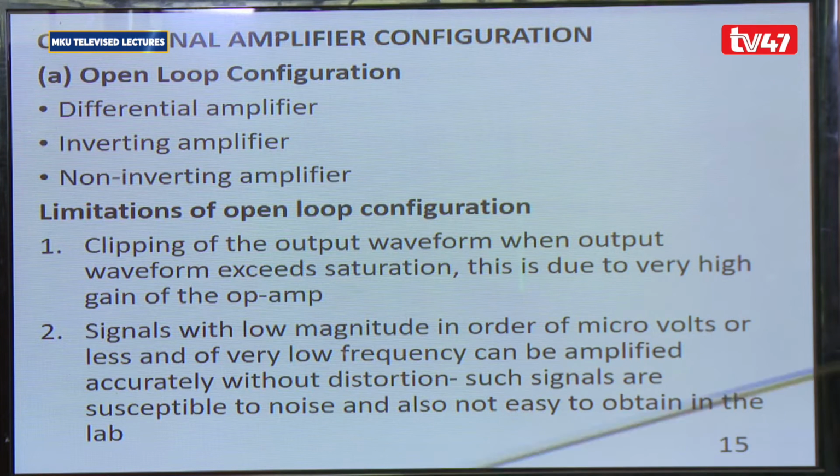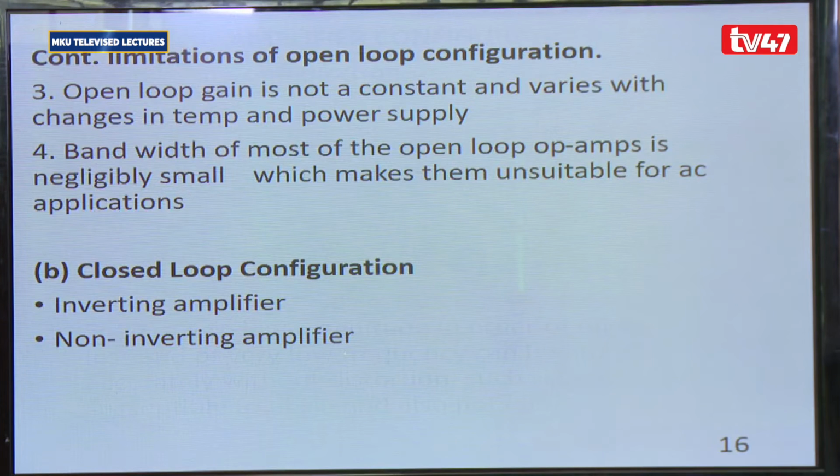Limitation number 2 is that signals with low magnitude, that is in the order of microvolts or even less, and of very low frequencies, can be amplified accurately without distortions. So such signals are susceptible to noise, and they are also not easy to obtain in the lab. Limitation number 3 is that open loop gain is not a constant, and you find that it varies with changes in temperature and also power supply.